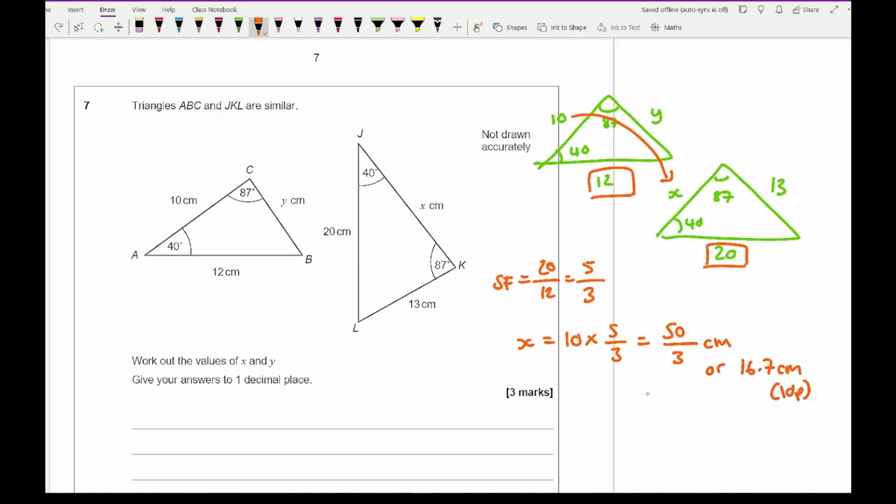If I wanted to work out Y, well, Y is going from big to small, so that's going to be 13 divided by 5 over 3, which if this was on a non-calculator paper would be 13 times 3 over 5, which would be 39 over 5 centimeters, or if it was on a calculator paper, I'd actually work that out, and it's 7.8 centimeters.